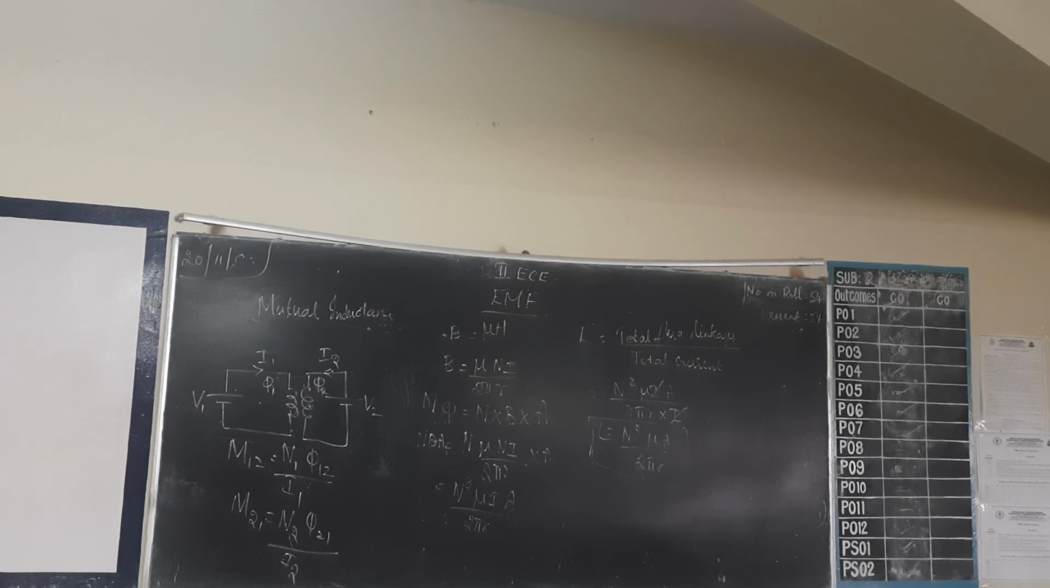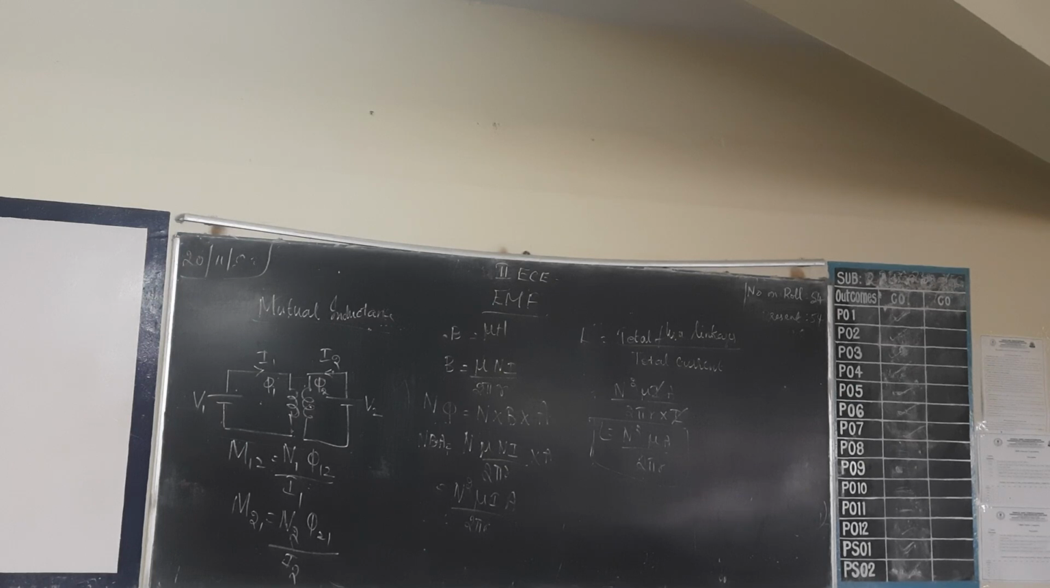How do you calculate the self-inductance of a solenoid? What is the formula for the inductance of a solenoid? Capital L is equal to N square mu A divided by l.